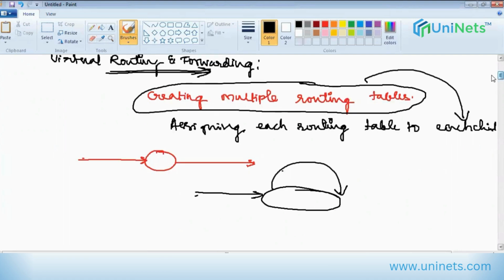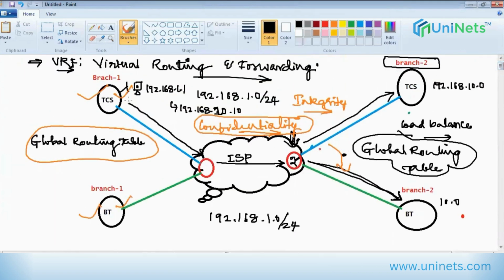Right? So here what I will do in this case is create a separate routing table for TCS and a separate routing table for BT. And I will extend this information throughout my ISP routers, where each and every ISP router will know that there is a dedicated routing table for TCS, and whenever they receive traffic from TCS, they will forward it according to the TCS routing table. Here R2 knows that it has a separate routing table for TCS, so it will only check the TCS routing table, and the TCS routing table is pointing through this interface, so it will forward the traffic via this interface.